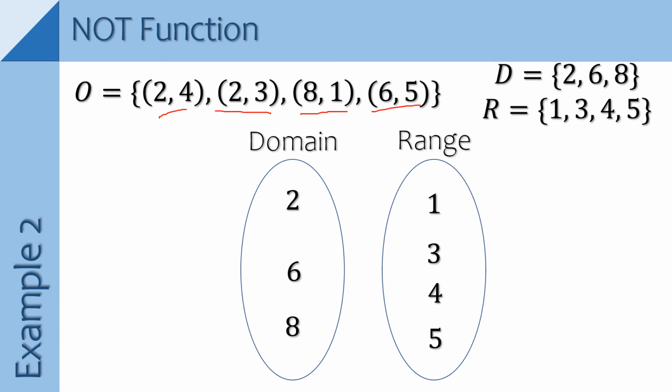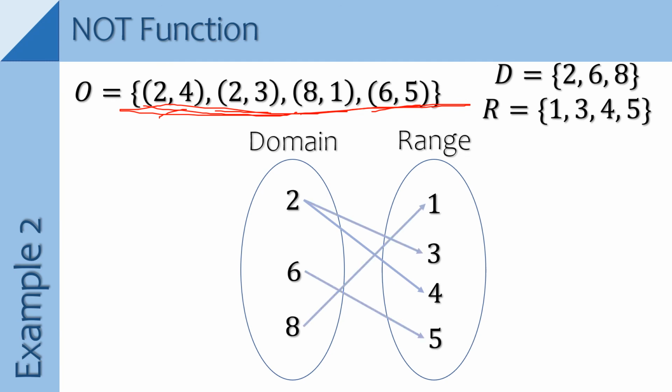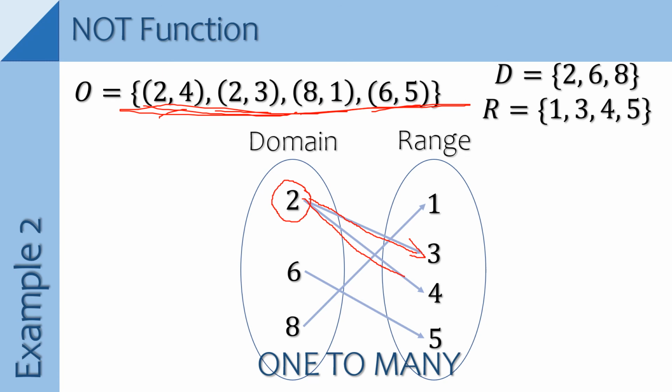Okay, so let's try to map this ordered pair. We have 2, 4, 2, 3, 8, 1, and then 6, 1. Okay, so this is one-to-many function. Pag one-to-many, hindi siya function. Bakit? Kasi nga si domain nag-correspond sa dalawang range which is 3 and 4. Okay, so yun yung ibig sabihin niyan.